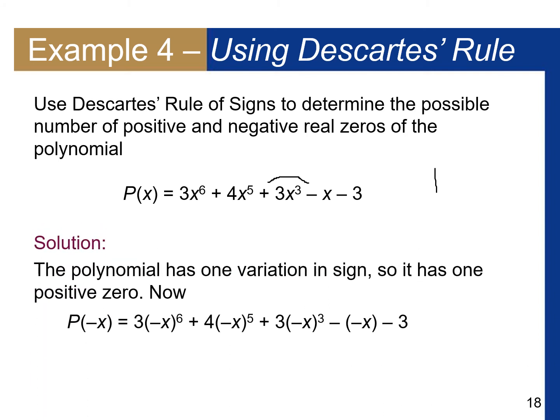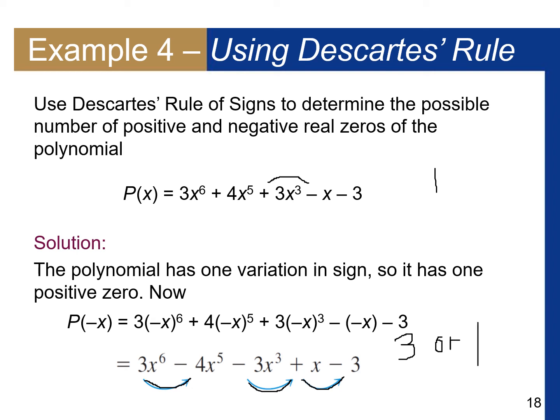Now if I put negative x in, let's see what happens. Anywhere where there's an odd exponent, it will change the sign. So now I have positive to negative once right here. I have positive to negative again here, and positive to negative here. So that means I will have 3 or 1 negative answers to my problem.